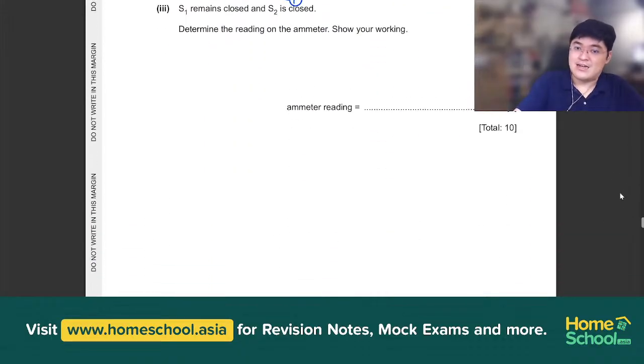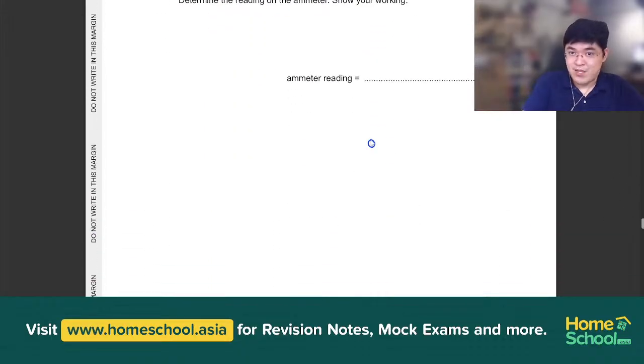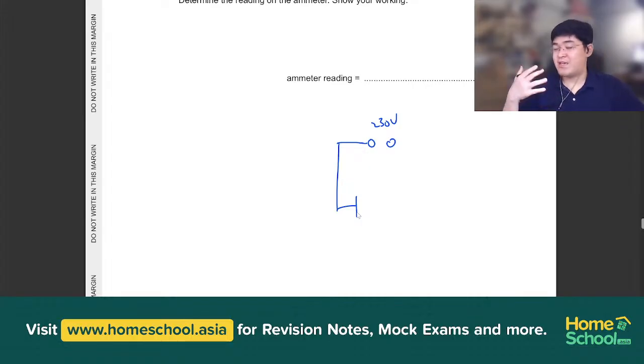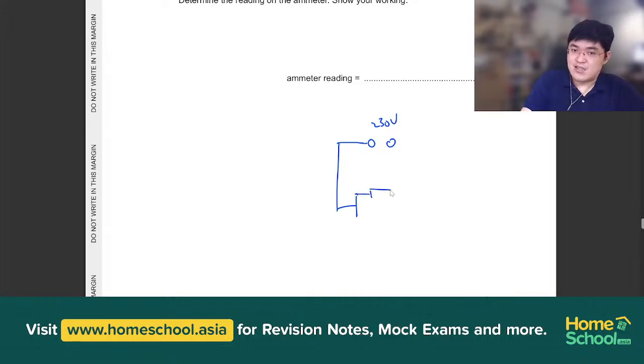So how does it look in our diagram? This is our power supply of 230 volts. Every time I need to deal with a parallel circuit, I usually like to redraw the circuit because it makes a lot more sense to me this way. It depends on you, but for me, I like to do it this way. This is our heater 1, this is our heater 2, this is switch 2, and this is our ammeter.